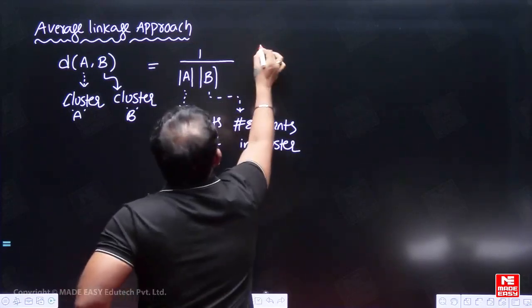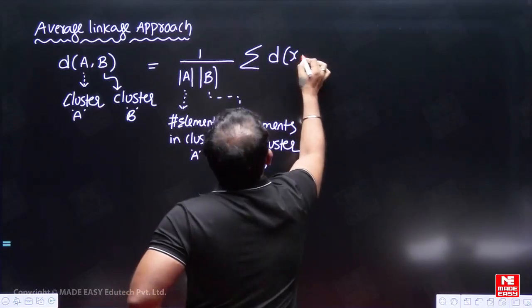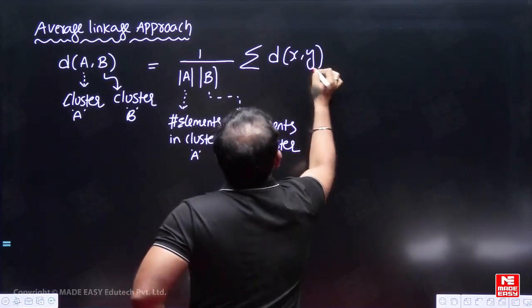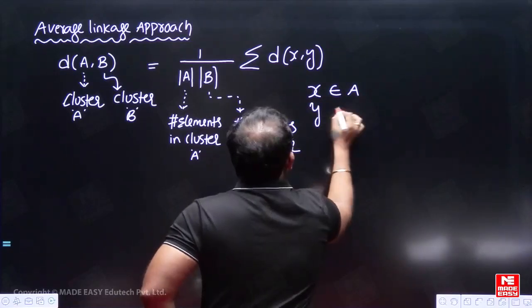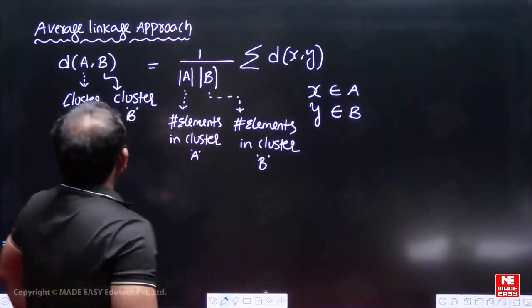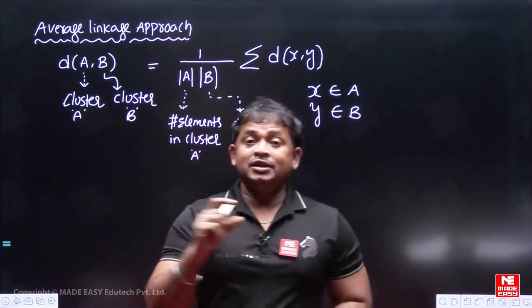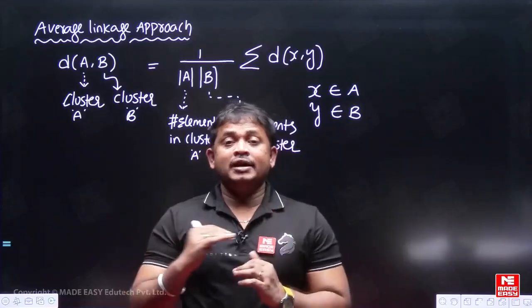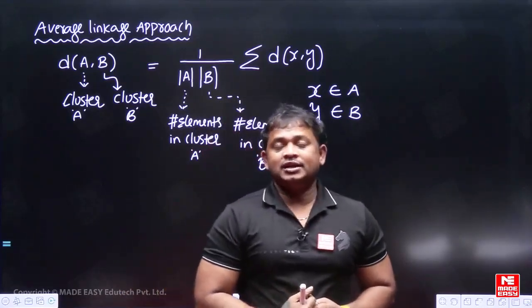Okay, into summation of distance between x comma y. Now here x belongs to cluster A, y belongs to cluster B. This is the average linkage approach. So we are taking the sum of all the distances and dividing by the total number of pairs, right? That is the concept.